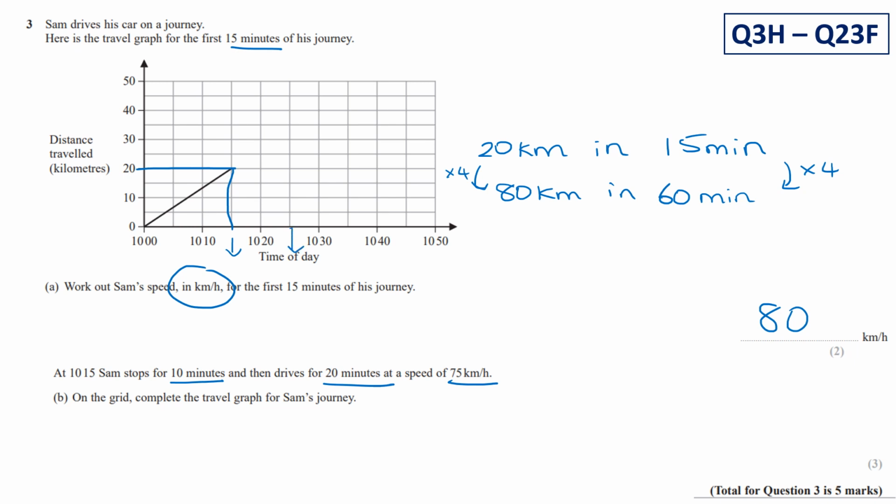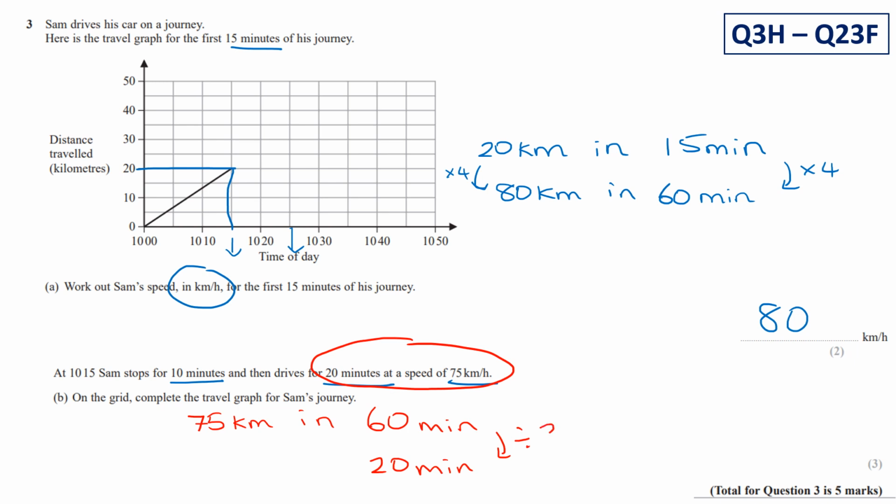I'm just going to switch colour so you can see which section of the graph I'm now drawing. Excuse me if these lines are not quite as neat as yours, please use a ruler. Horizontally, he's stationary for 10 minutes. Now 20 minutes at a speed of 75 kilometers an hour. Well, how far am I going to go? There's 75 kilometers in 60 minutes. If I want that to be 20 minutes, I've divided this by 3. So I'm going to do the same with my 75, which means this is 25 kilometers in 20 minutes.